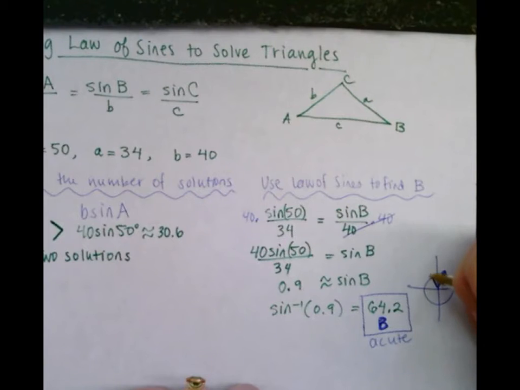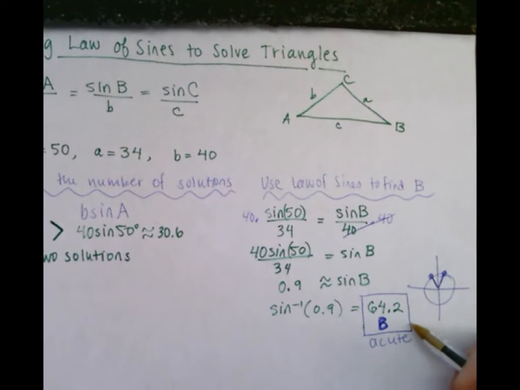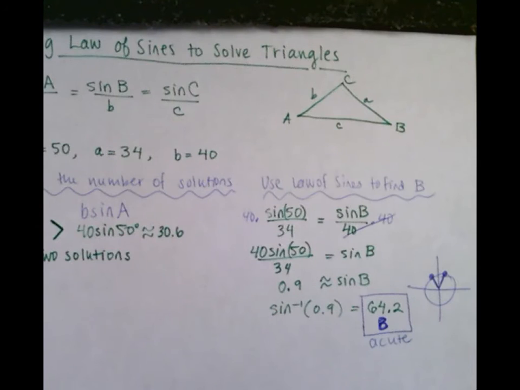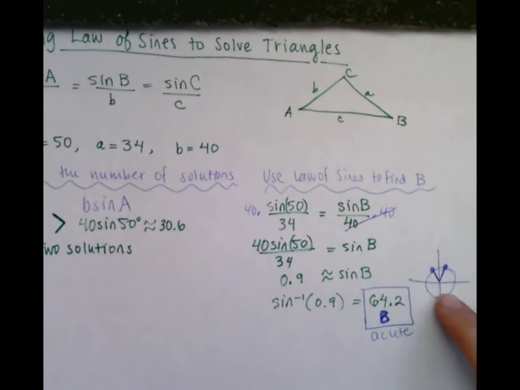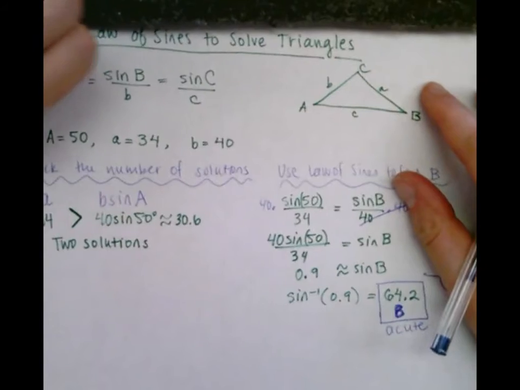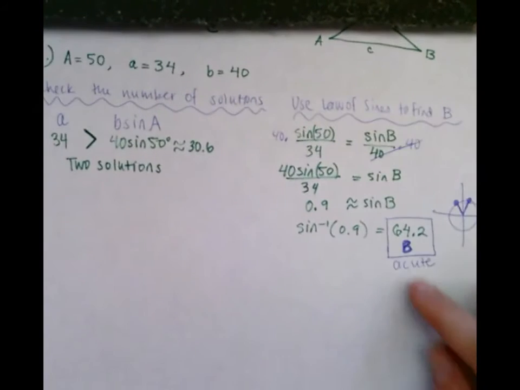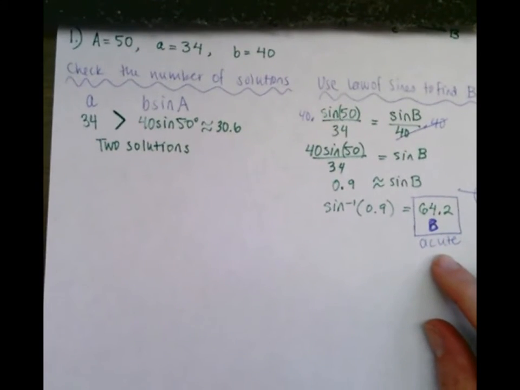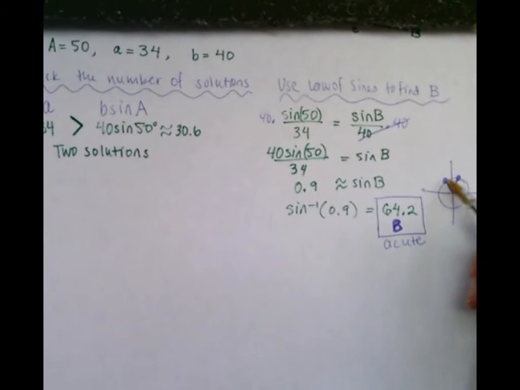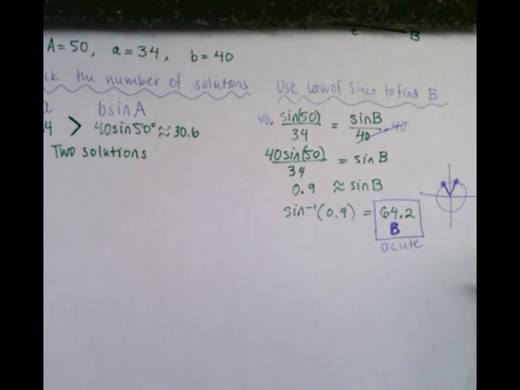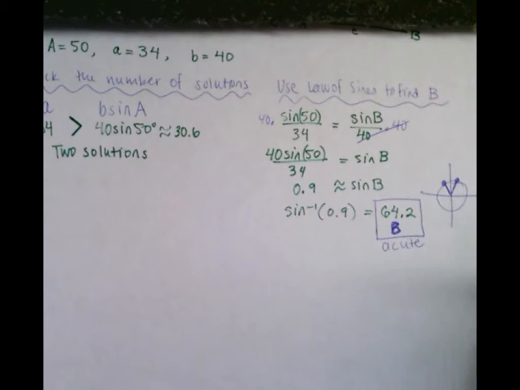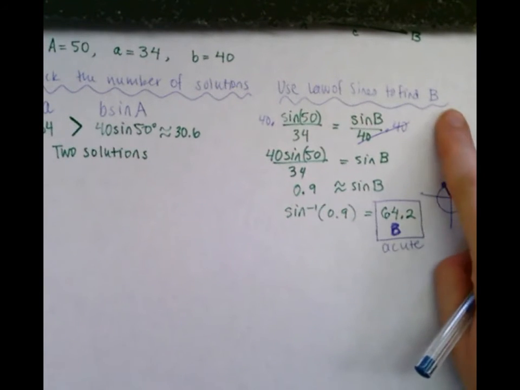But there's also a point over here that has a y value of 0.9. So in order to find that second B value would give us the second solution set. So we're going to come back to that later, but first let's finish solving for the case in which the angle is 64.2, but eventually we're also going to need to think about the obtuse angle B that has a sine value of 0.9.